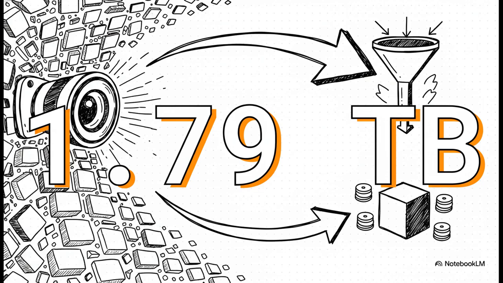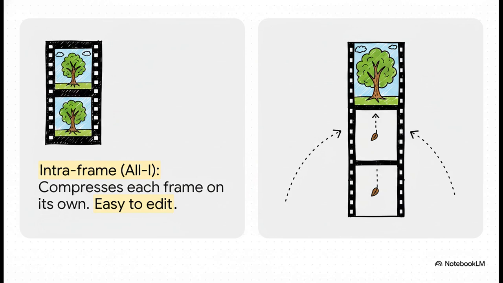1.79 terabytes. That's for a single hour of uncompressed 4K video. It's insane. Without compression, we'd need server farms just to store our vacation footage. It's just not practical. So, video compression basically breaks down into two big families. You've got intraframe, or all-I, where every single frame is a self-contained, compressed picture. And then you have interframe, often called long GOP, which is clever.